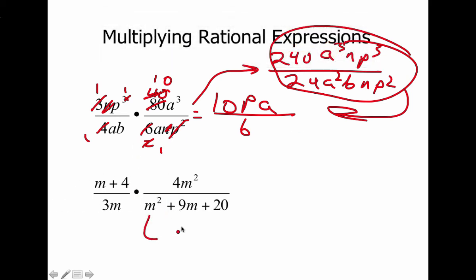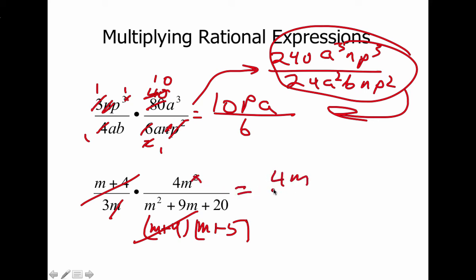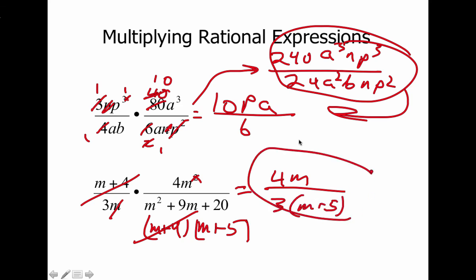This guy here, factor m plus 4, m plus 5. And now the m plus 4's go away. This m will cancel one of those. On the top I'll be left with 4m. On the bottom I'm left with 3 times m plus 5. There's your answer.